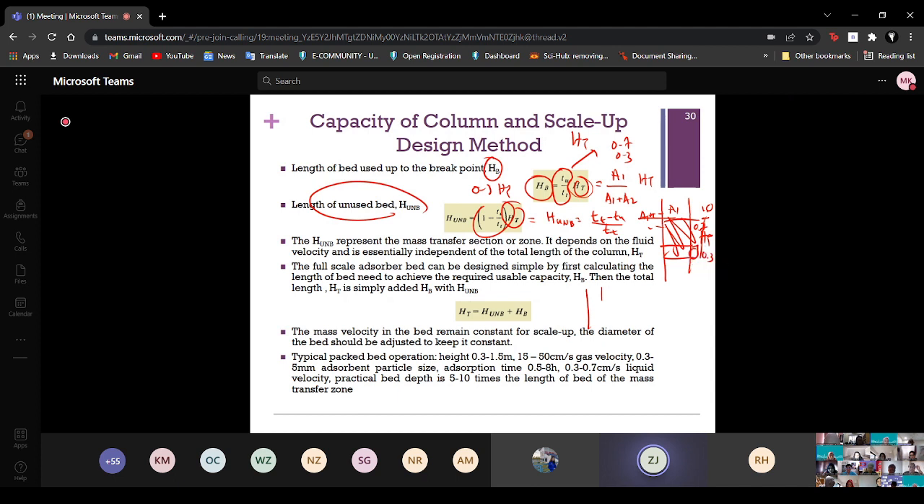Okay, another way, or you can just put in 1 minus area A1 divided by area A1 plus A2, everything times HT. So you get HUB. Alright, so in this case that you don't know the total height, you find the HUB, and plus HB, you get the total height. Okay.